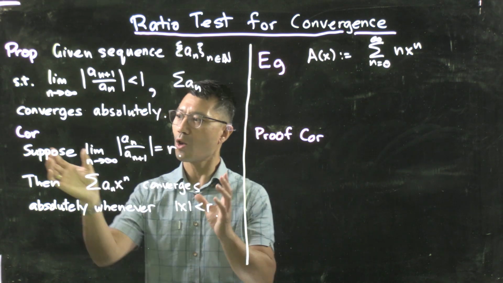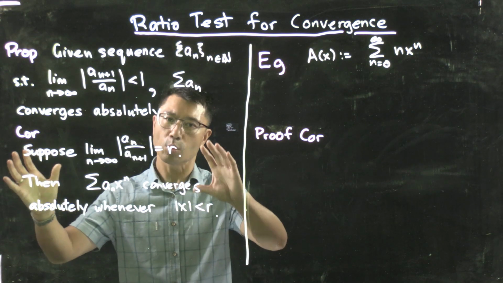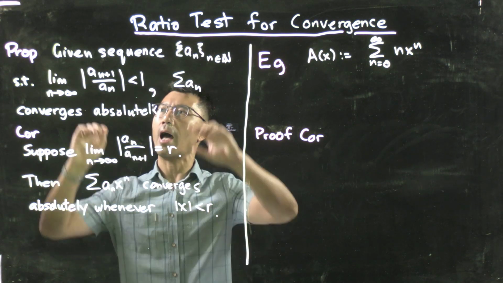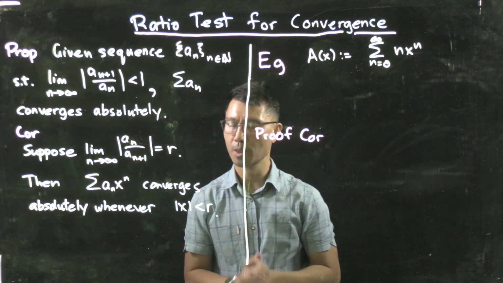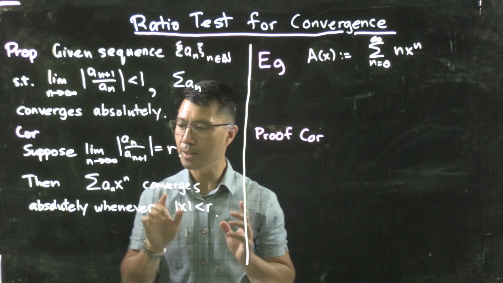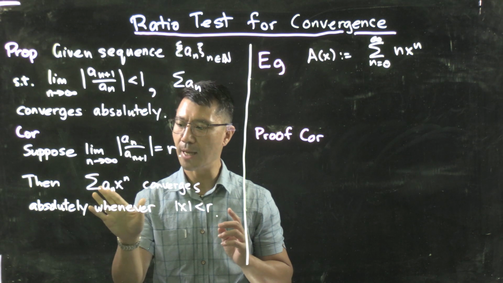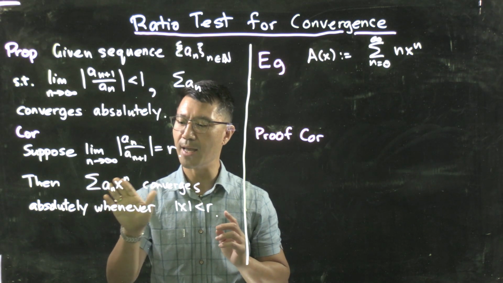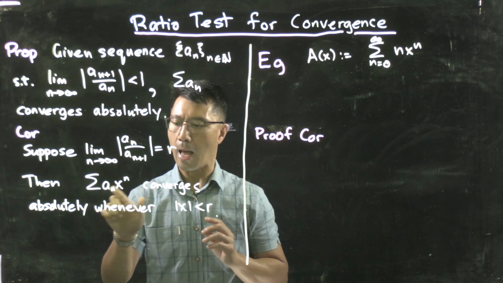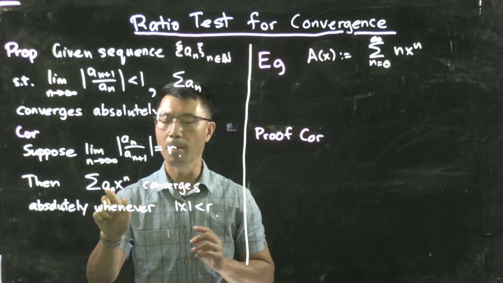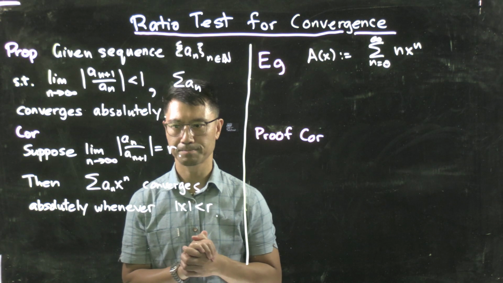We're going to use it quite a lot in the following case where we look at power series. This proposition gives us the following corollary. Suppose now we want to look at power series, something of this form, the sum of a_n x^n. It's like an infinite polynomial, and the coefficients are given by the sequence a_n.